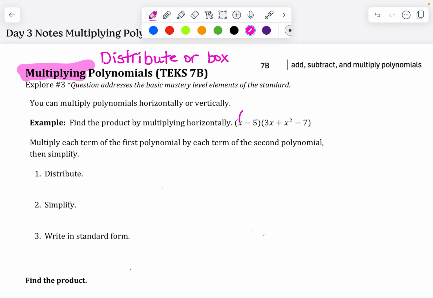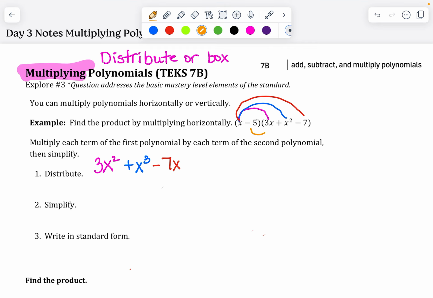So I'm going to do x times 3x and get 3x squared. Then I'm going to do x times x squared and get x to the third. And then I'm going to do x times a negative 7 and get a negative 7x. Now I'm going to do the other one, but I'm going to try to line it up with its friend.